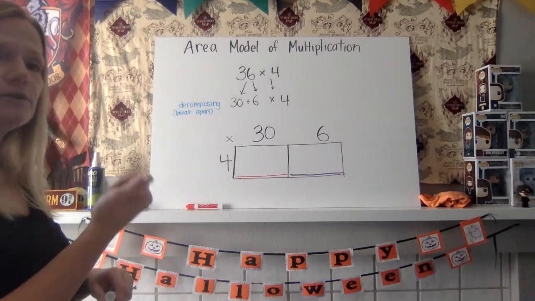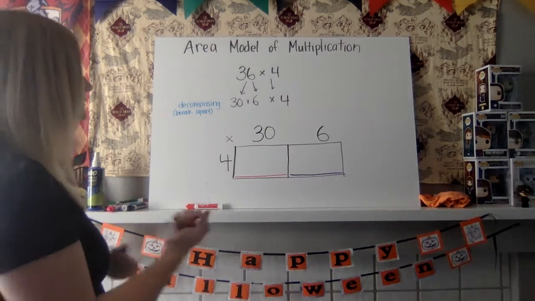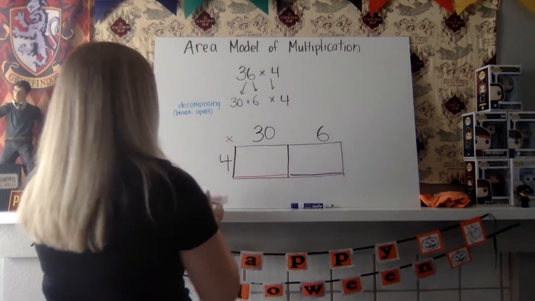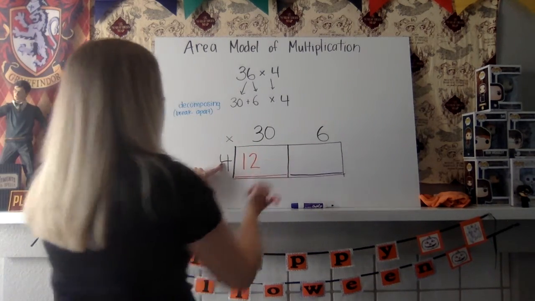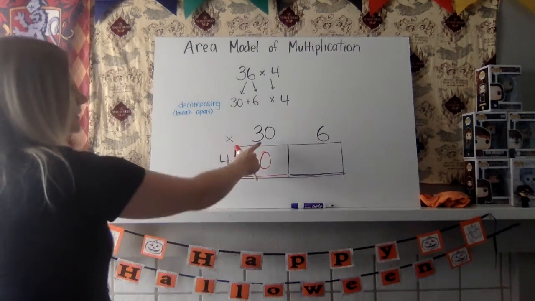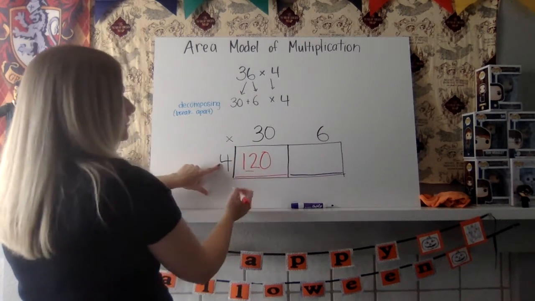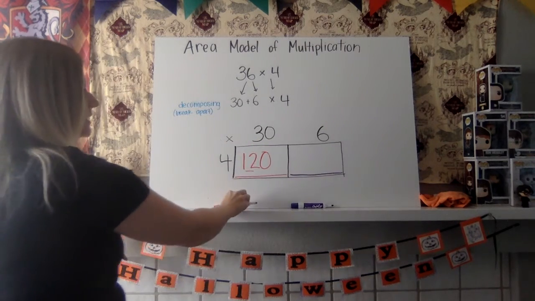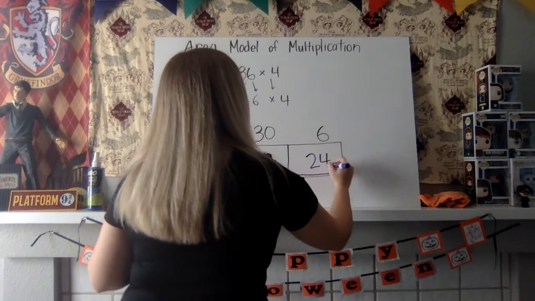So 30 times 4. You could rote count 30, 60, 90, 120. Or what you can do, you know 3 times 4. 3 times 4 is 12. But because of the powers of 10 rule, you can add a 0. So 30 times 4 equals 120. Again, 3 times 4 is 12, and then because of the powers of 10 rule, there will be 1 zero in your answer. For this box, 6 times 4 is 24.